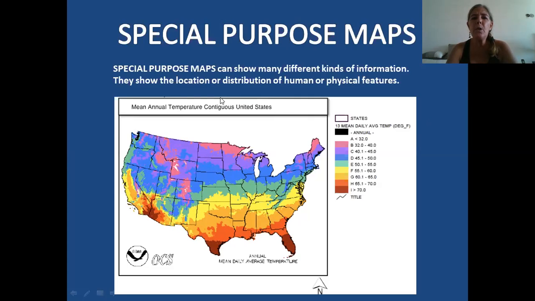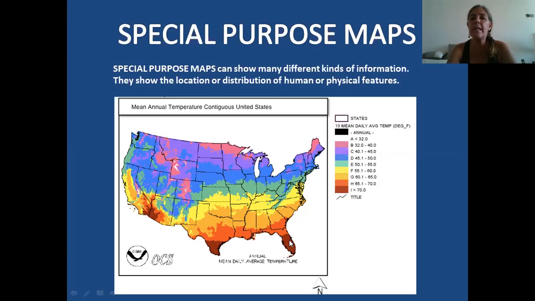We have the title right here, which says mean annual temperature, contiguous United States. So this map is showing the annual average temperatures in the different regions of the United States. We have the key over here on the right-hand side, showing the different colors. We have the red, which is the hottest temperatures, and we have all the way up to purple, which would be the coldest temperatures. And we have that represented on the map over here.